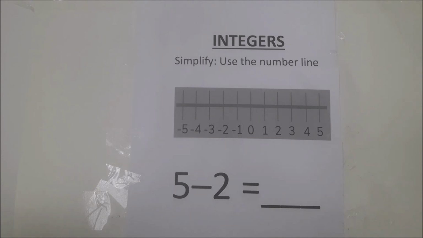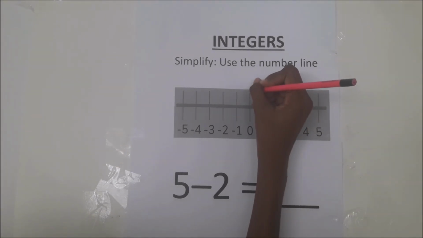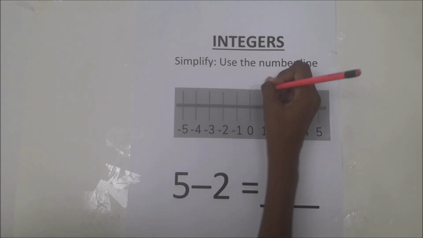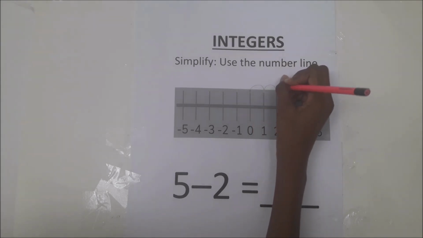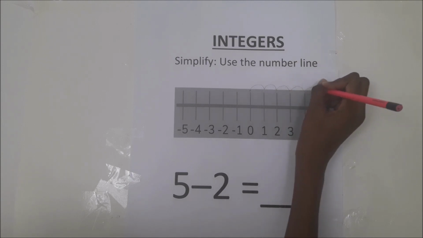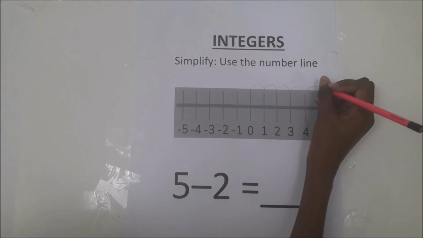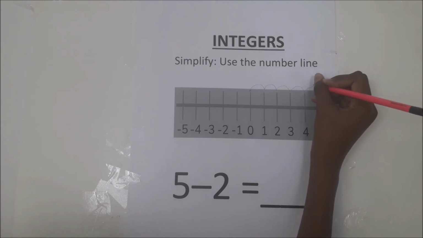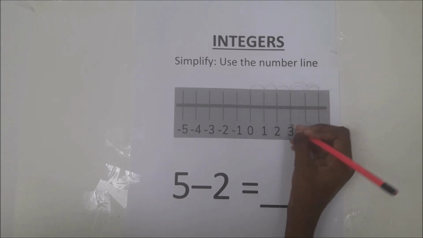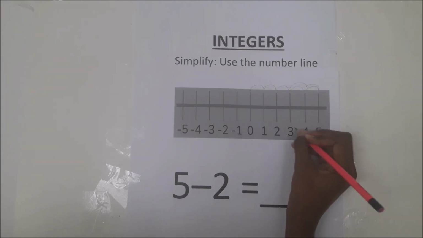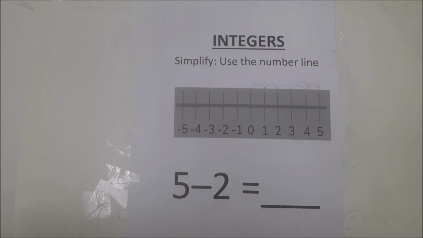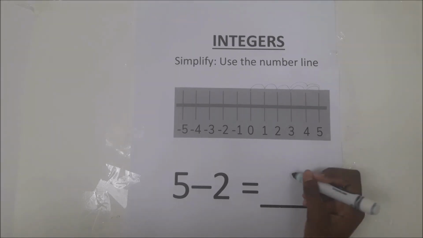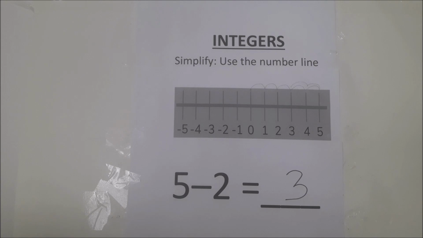Go to the number line. Let's work it. Start at 0, then go 5 steps to the right. Why are you going to the right? Because 5 is a positive number. Count. 1, 2, 3, 4, 5. Then go 2 steps to the left, because negative 2 is a negative number. 1, 2. And 5 minus 2 is 3. That's correct. So 5 take away 2 is simply 3.